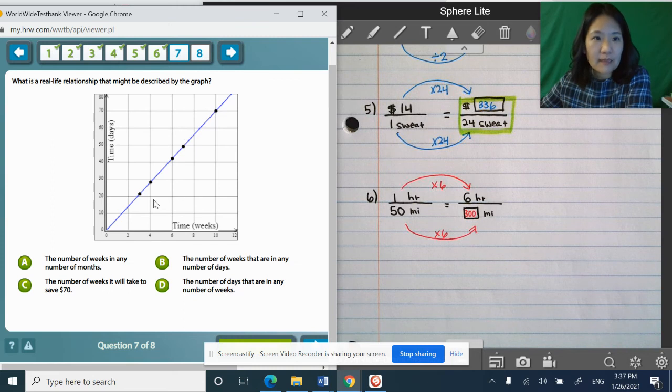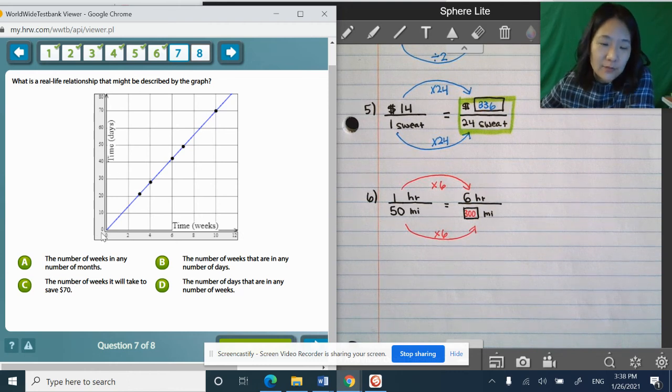Number 7. What is a real life relationship that might be described by the graph? If you look at the graph, some of these points are not exact. They're not exactly on one of these points, except for this one. The x-axis is time in weeks. The y-axis is time in days.